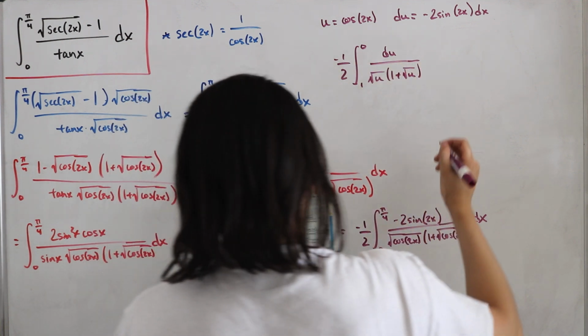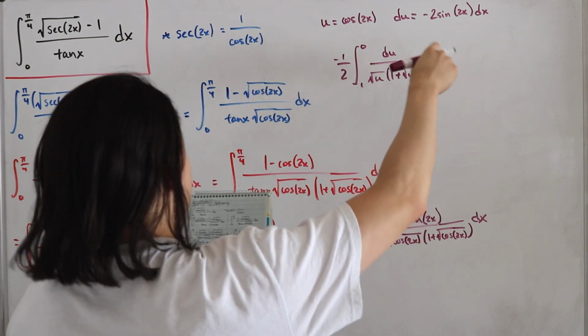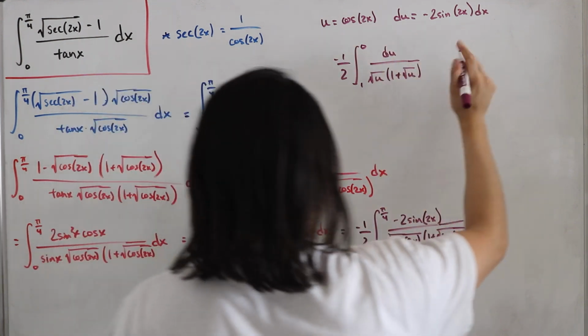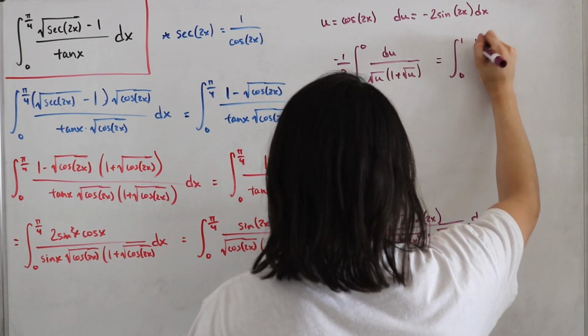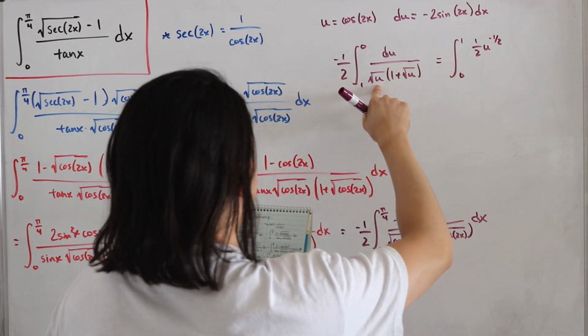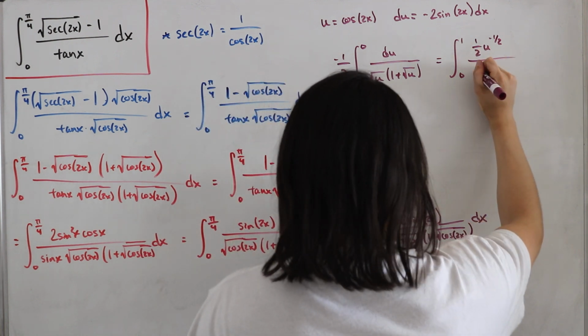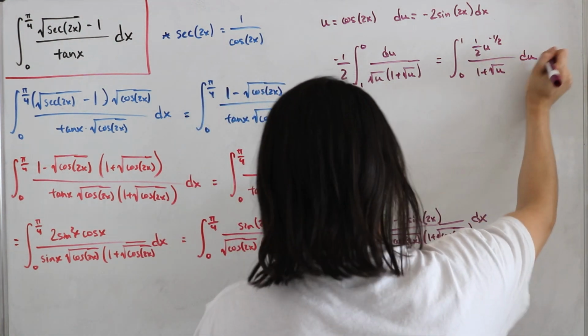Okay. And so now we just change things up. What I'll do is I'll put back the 1/2 outside, and then we're going to switch our bounds, and then the negative's going to cancel. So then this is just going to be the integral from 0 to 1 of 1/2 u to the power -1/2. That's just coming from over here, just rewriting in terms of the fraction, and then multiplied by 1 plus the square root of u, and then du.